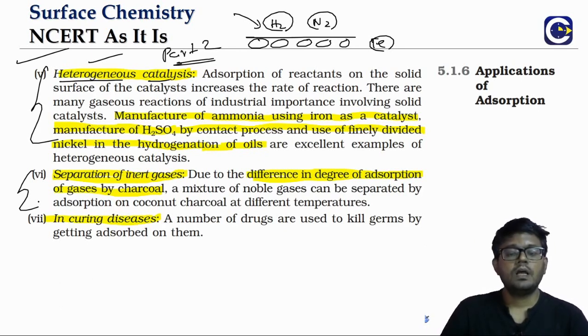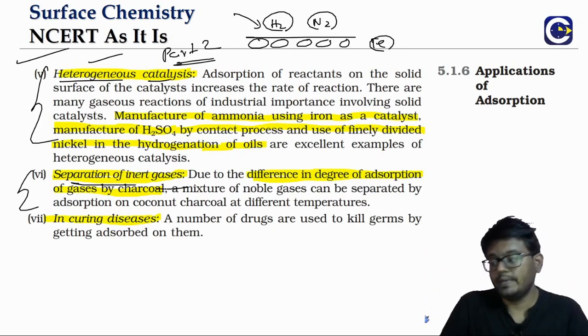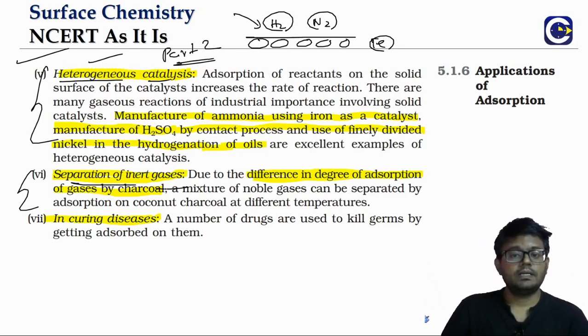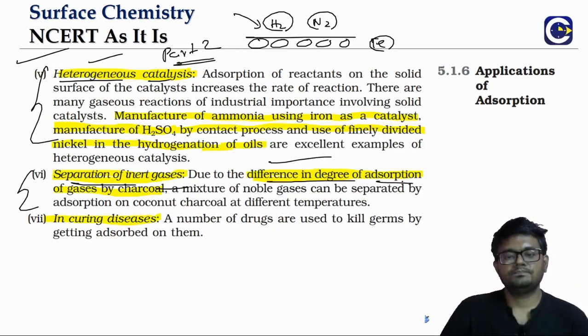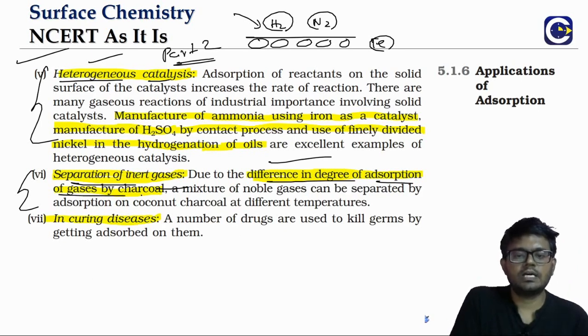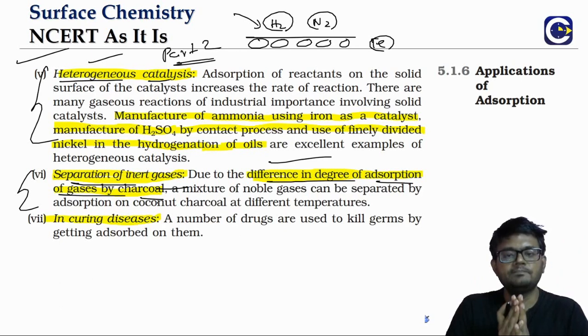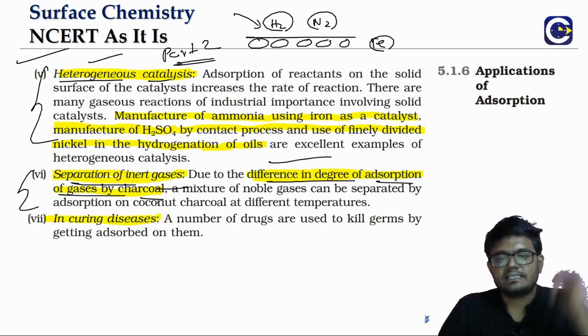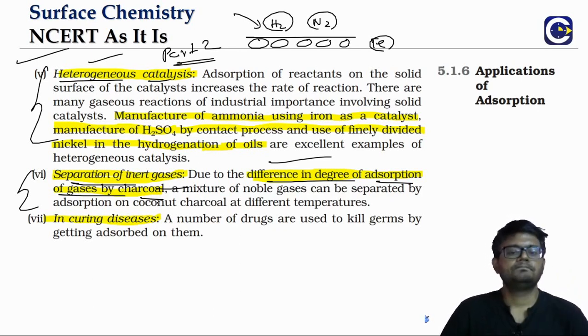Okay, and even we know inert gases as such, right, they are one of the last to be discovered. But when you want to separate them, they are present in air in minor amount. So when you want to separate them, the difference in the degree of adsorption of these gases on charcoal, right, that is the property that is exploited. They have a mixture of noble gases, right, they adsorb to different extents on the charcoal. That property is what is used to separate them.